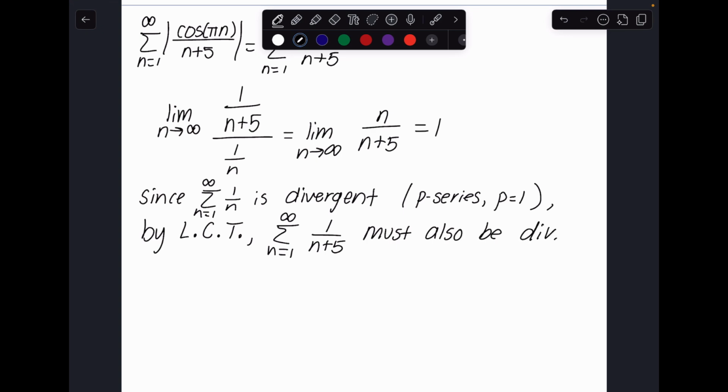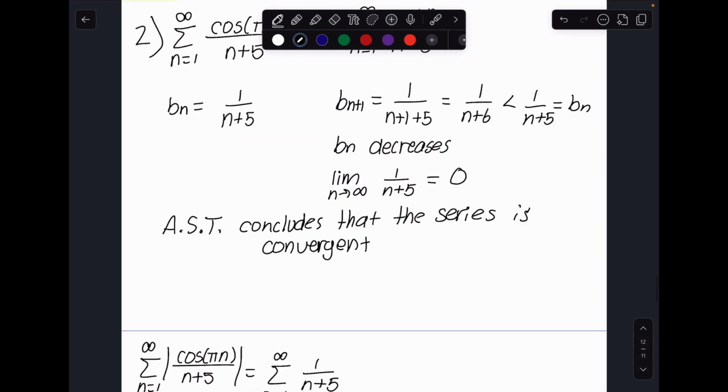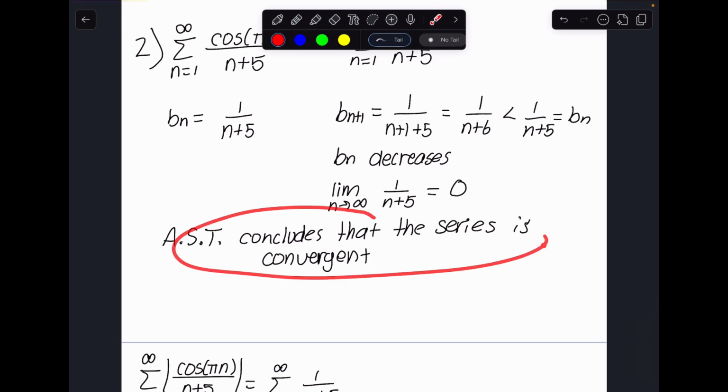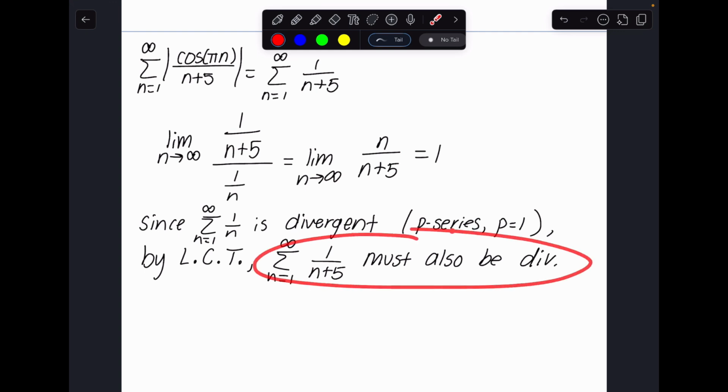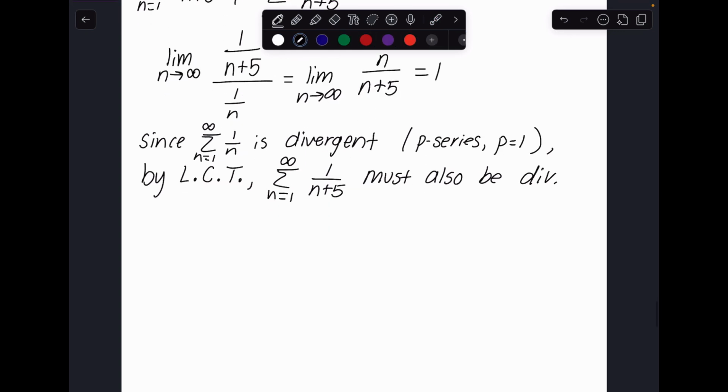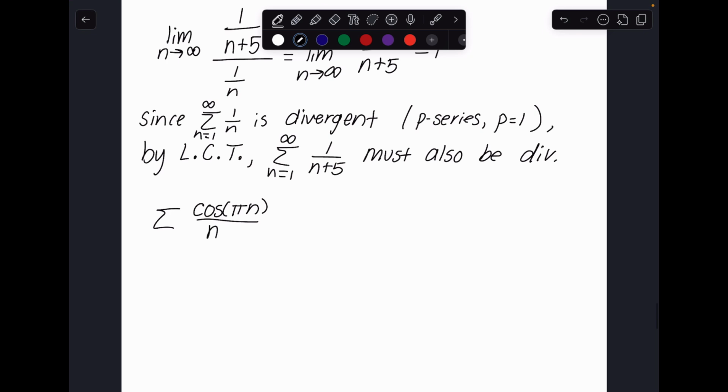divergent. Well, since we have that the original series is convergent, and when I take the absolute value of the terms, that new series ends up being divergent, we have that our series is going to end up being conditionally convergent.